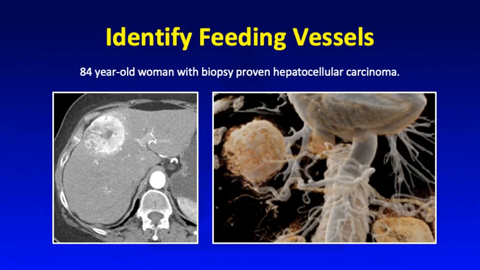Another way cinematic rendering helps is that we can provide these rather exquisite vascular maps to identify feeding vessels. This is a case with biopsy-proven hepatocellular carcinoma, and we can see these really nice feeding vessels going peripherally to supply this HCC, and that can help the interventional radiologist to try to identify these feeding vessels ahead of time and help with their treatment planning.